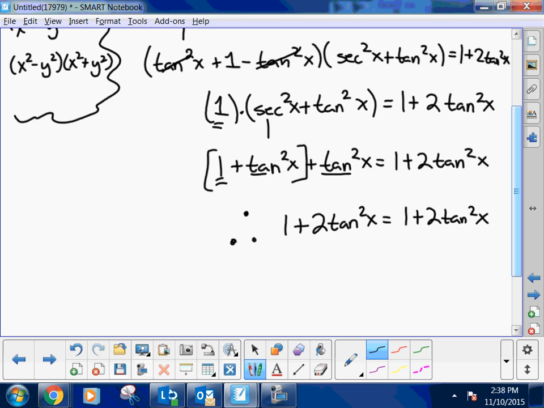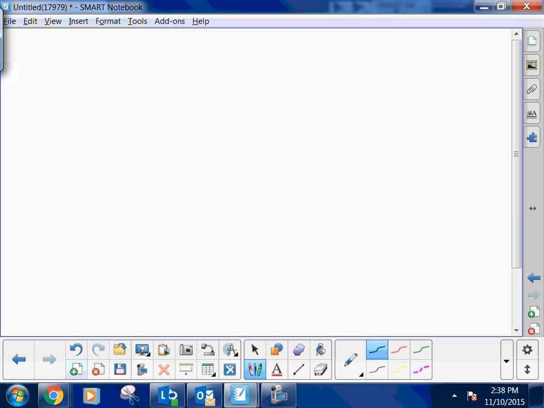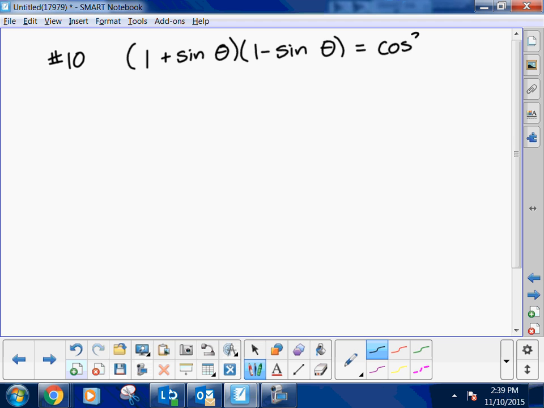Let's now work on problem number 10. I think it's 1, is it 1 minus sine theta or 1 plus sine theta? 1 plus sine theta. Okay, and 1 minus sine theta. Yeah, equals the cosine squared theta. Lovely.